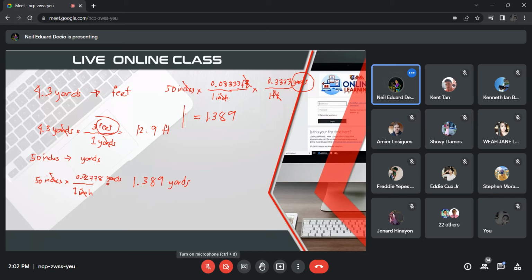So parehas lang. Okay. Pero actually okay lang naman if mag-skip tayo, no? From inches straight to yards as long as correct yung equivalent natin from inches to yards. Okay, so yun lang. This is actually called parang conversion through fraction. Okay? So parang sinusulat lang natin dito if what is the equivalent of a unit to another unit.